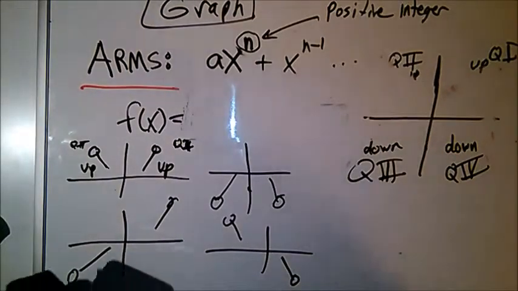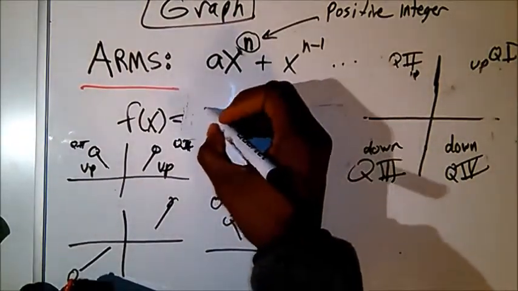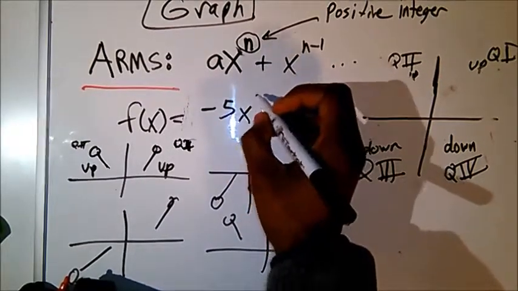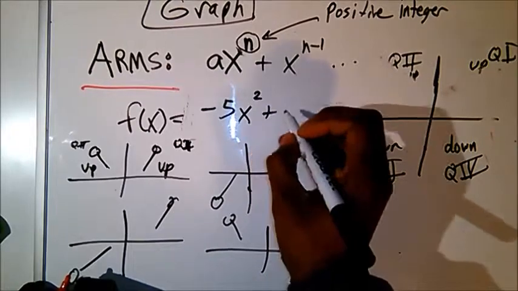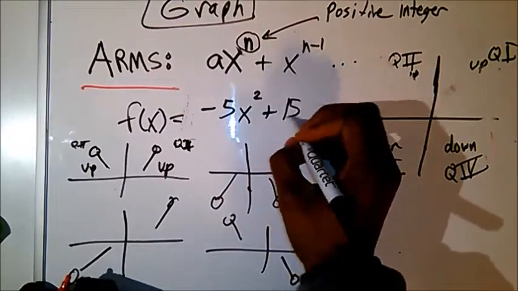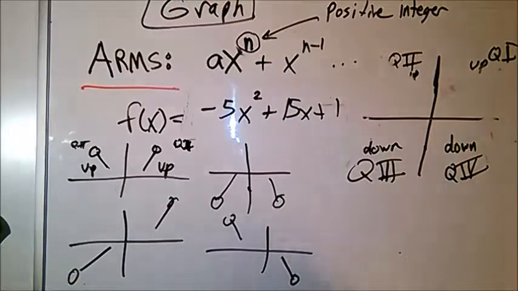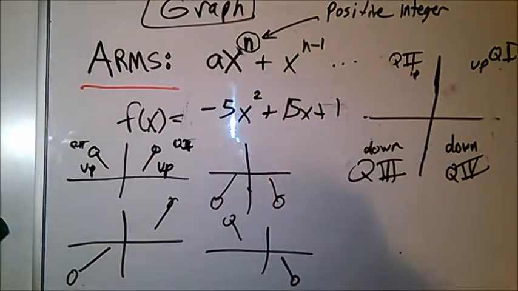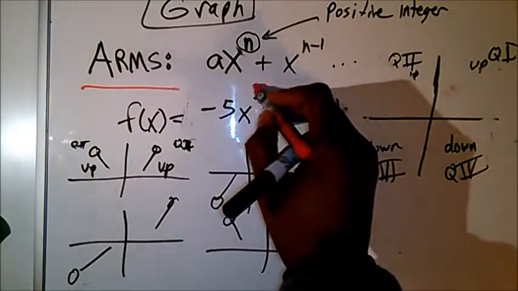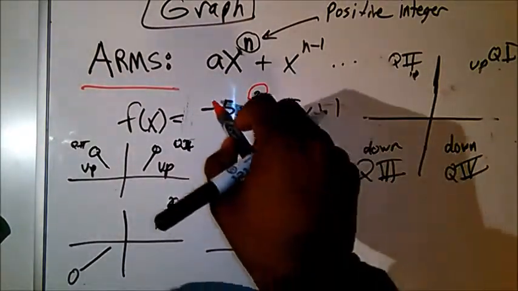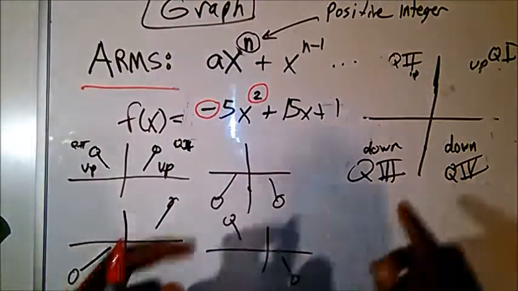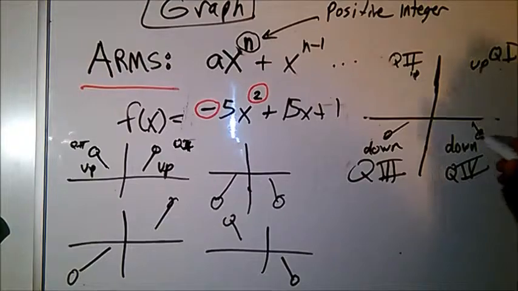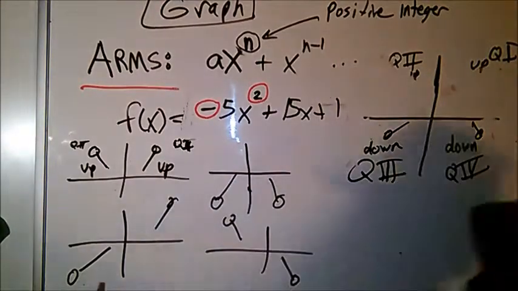What if we get this one? Negative 5x squared plus 15x plus 1. Okay. Well, which way will this graph be facing? Well, look, the highest power is 2, which is even, and look, there's a negative in front of the whole function. So it's going to be facing down. It's going to start down, and it's going to end down. Down left, down right. Okay?